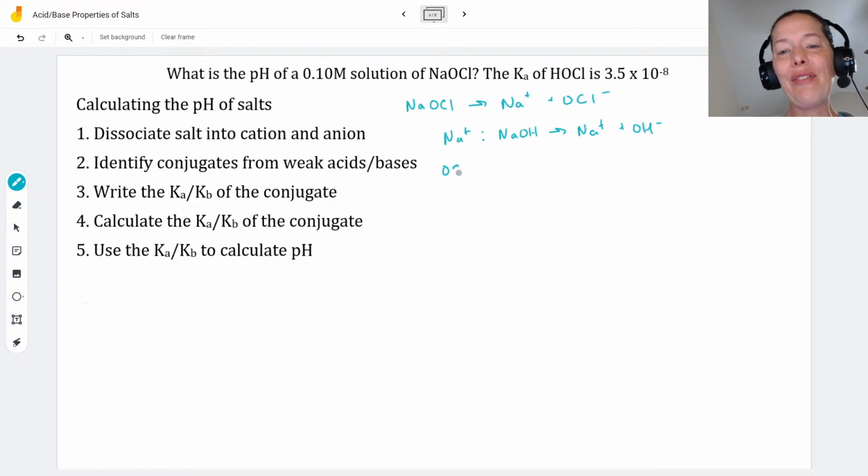Then I have my hypochlorite. And again, you can see the problem actually gave me my acid. So I already know that this is the conjugate base of my hypochlorite. So we can write this whichever way we want. Let's maybe show this in water.